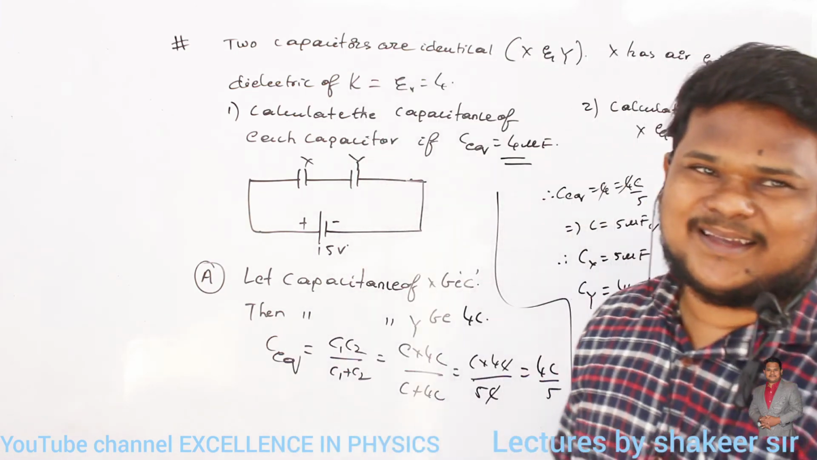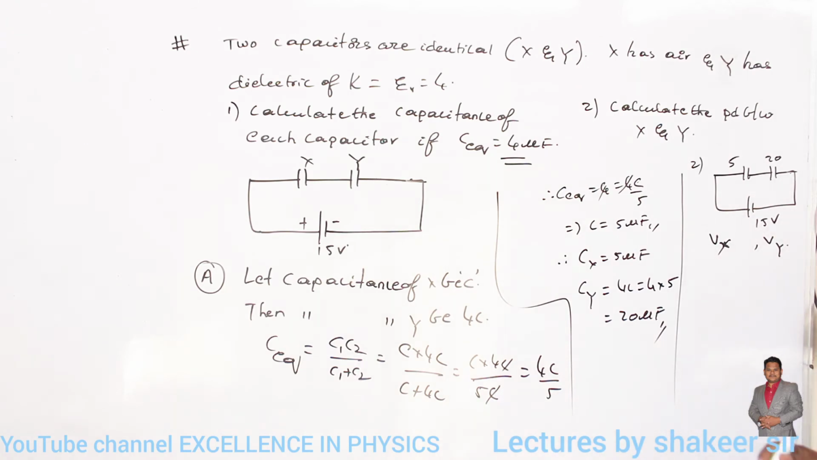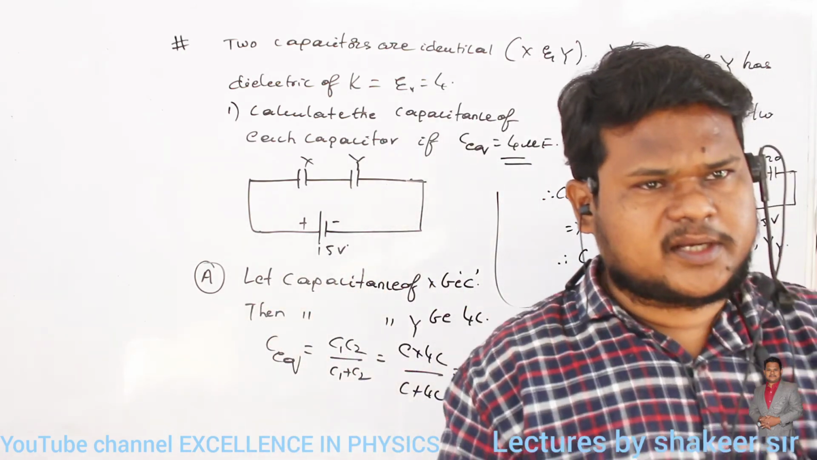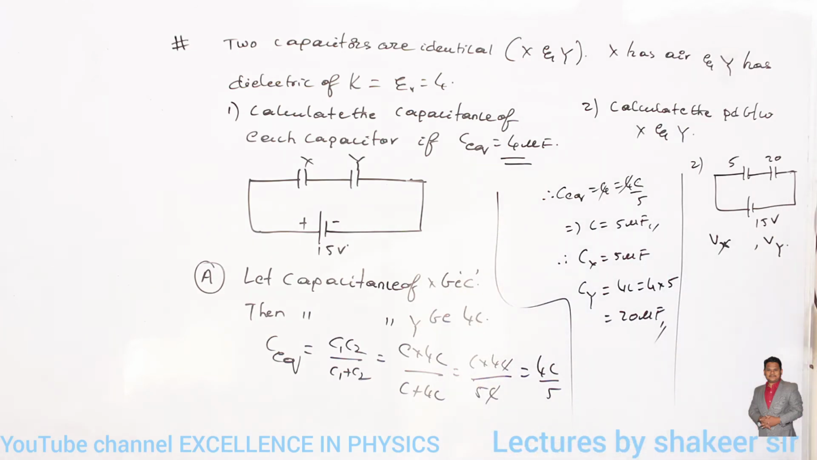No, no. See how we can calculate. We have already studied one formula, the distribution of potential if 2 capacitors are present. If 2 capacitors are connected in series, then what is the equation to calculate the potential difference across each capacitor? If this is V1 and this is V2, then V1 is equal to V into C2 divided by C1 plus C2. Here V is the total potential difference, and C2 is the capacitance of the second capacitor. This formula you should not forget.